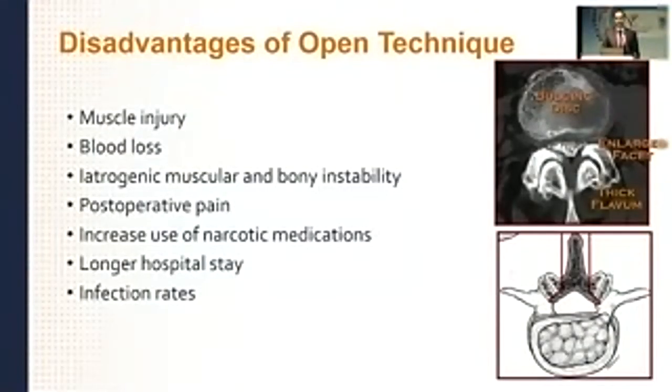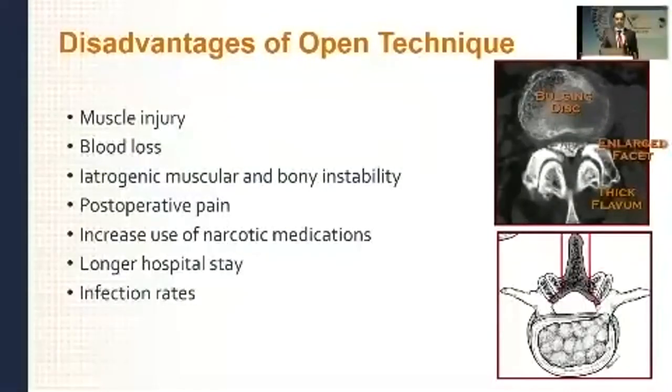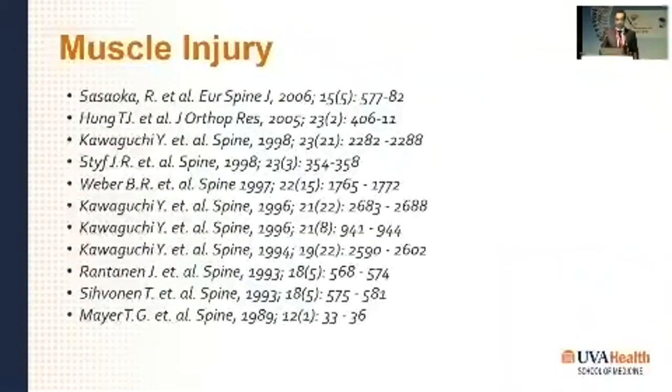Talking about the disadvantages of open techniques, as we all know, muscle injury, blood loss, muscular and bony instability, postoperative pain, increased narcotic medications, longer hospital stay, and infection rates have all been described in the literature. These are just a sample of reports describing muscle injury, even leading to decreased cross-sectional areas of the paraspinal muscles. And I think, after a while, that does have some effect, certainly with recovery, as well as with repeat surgeries.